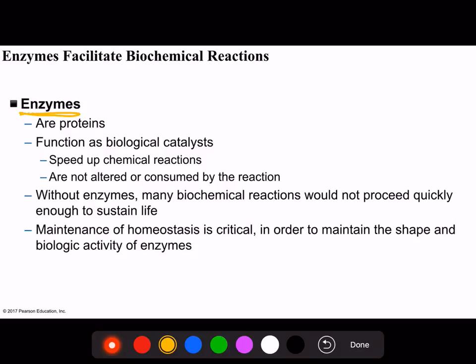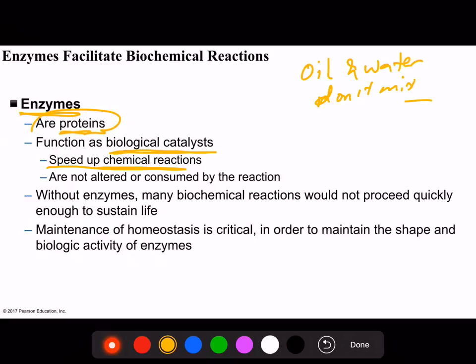Enzymes are subgroups of these proteins. So enzymes are proteins, and they play a critical role as a biological catalyst. What does that mean? It means that they speed up chemical reactions. Think of oil and water. These usually don't mix, right? But if you provide some catalysts, you might dissolve oil within water.